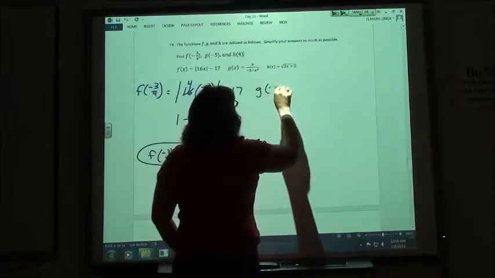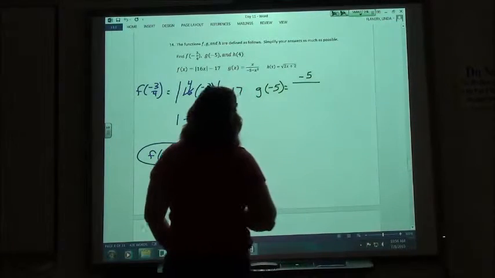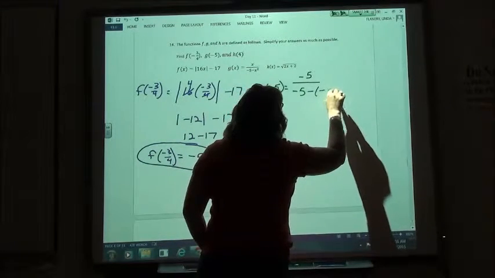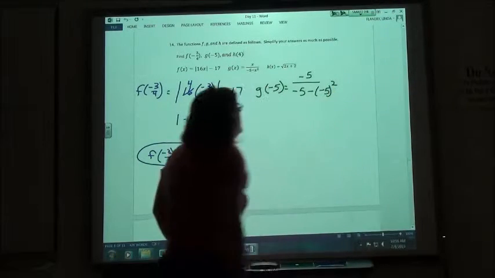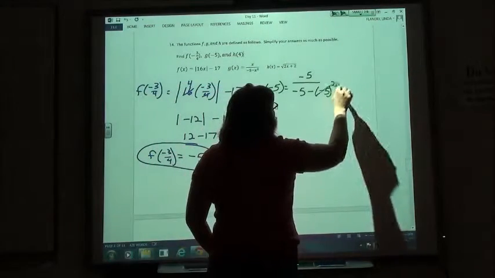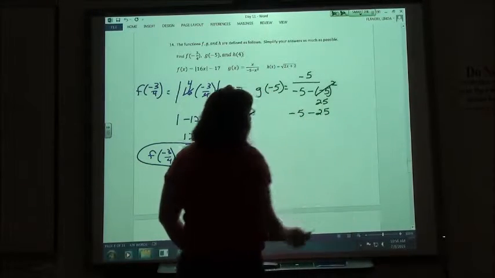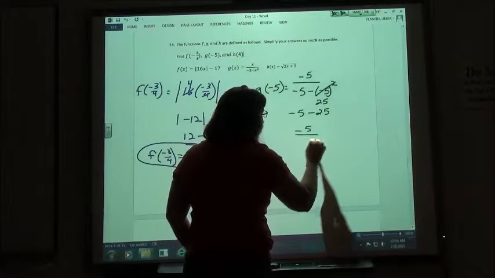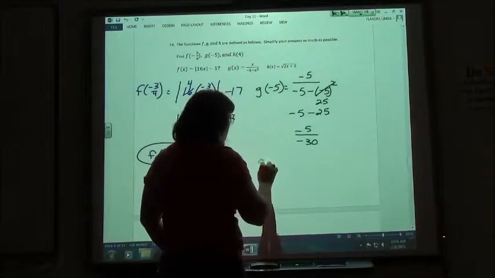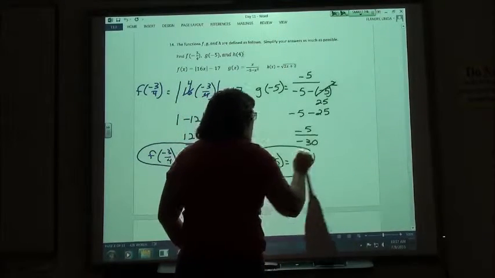G of negative 5 means I'm going to have negative 5 on top, because I just have the x up there, minus 5 subtracting negative 5 squared. Since I have to follow my order of operations, I'm going to square my negative 5 first, which is 25. So now I have negative 5 minus 25 on the bottom. So I'm going to get negative 5 over a negative 30, which simplifies into a positive 1/6. So g of negative 5 is equal to 1/6.